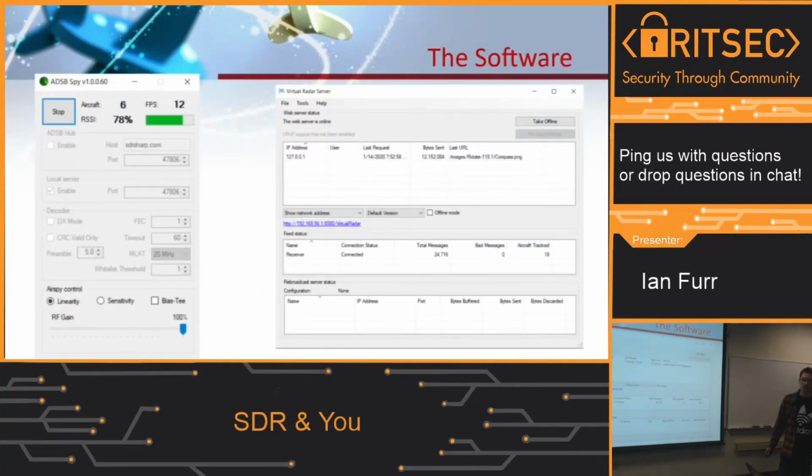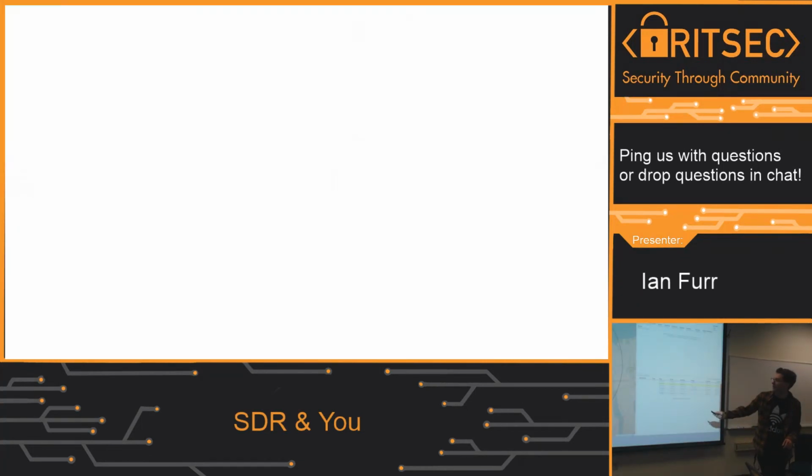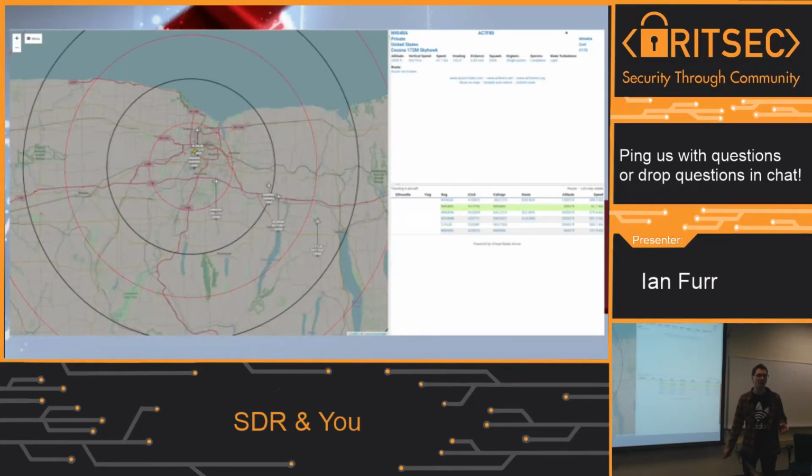So the software I'm going to be using in the demo is called ADSB Spy, and that receives these ADSB signals from planes on that 1,090 megahertz band, and ships them up into nice packages and ships them over to Virtual Radar Server. Virtual Radar Server looks like this, and it takes planes and plots them on a map.